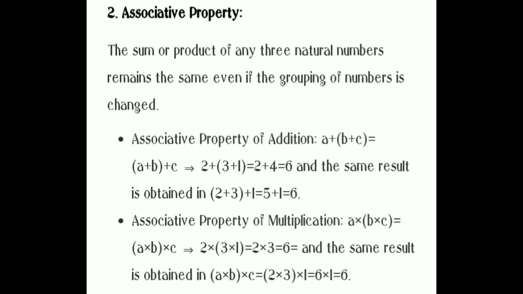So in associative property of multiplication, this is the formula: a times b, then multiplied by c, which is the same as a times (b times c). For example, 2 times (3 times 1) is equal to 2 times 3, which is equal to 6, and the same result is obtained in (a times b) times c, which is (2 times 3) times 1 is equal to 6 times 1 is equal to 6. So the set of natural numbers N is associative under addition and multiplication, but this does not happen in the case of subtraction and division.